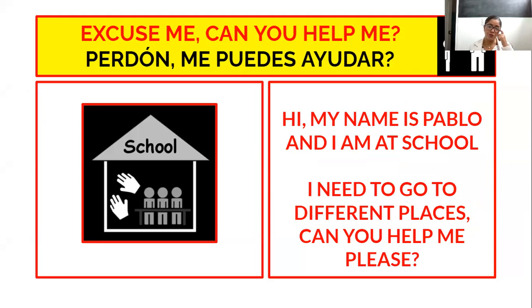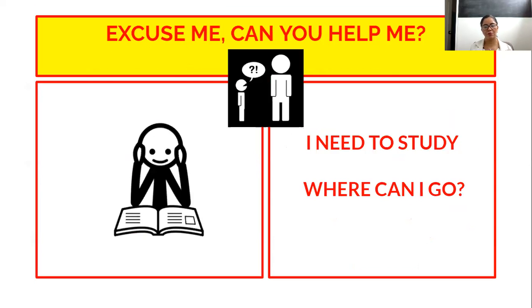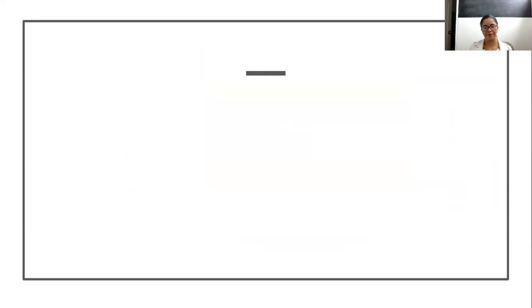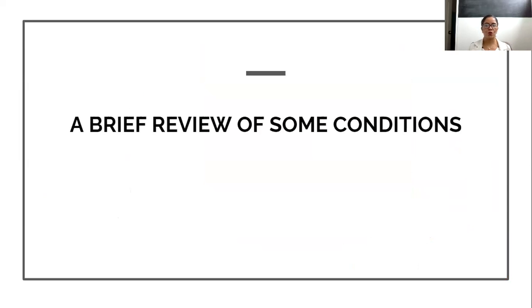Or a more difficult exercise in which you give them, for example, a situation, and then they actually have to match it with a place. For example, in this case, hi, my name is Paulo and I'm at school. I need to go to different places. Can you help me, please? And then, excuse me, can you help me? These are the pictograms for that. I need to study. Where can I go? Until they say, I need help. But the other person says, yeah, no problem. You can go to the library. Okay, so the idea is to always give them loads and loads of visual cues for them to use vocabulary or expressions or even sentences.